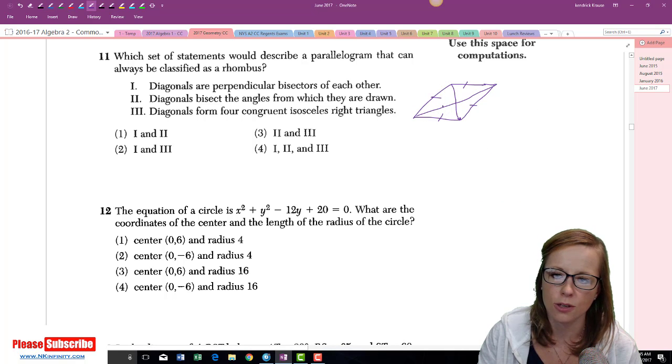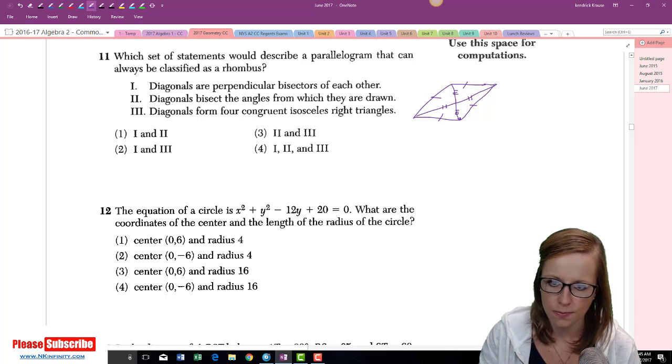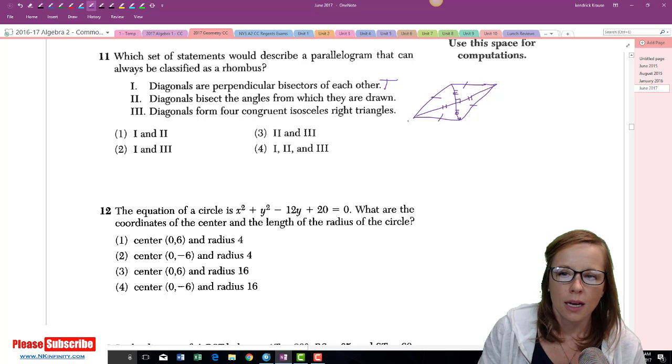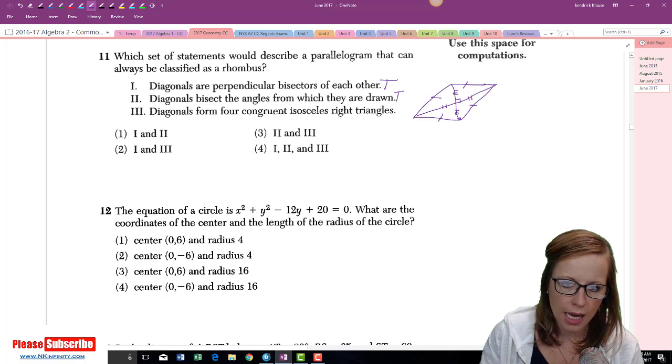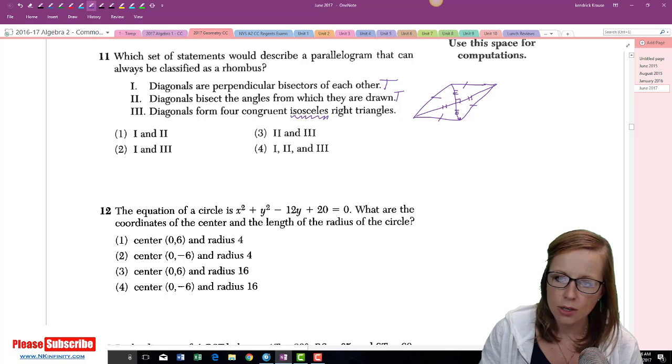Those two pieces are the same, and these two pieces are the same. So I know that that's true. Oh, I didn't put my little right angle in there. Got it. Diagonals bisect the angles from which they are drawn. Yeah, true. We know that the diagonals bisect the angles. The diagonals form four congruent isosceles right triangles. Well, in the picture that I've drawn, these are not isosceles because my diagonals are not congruent.